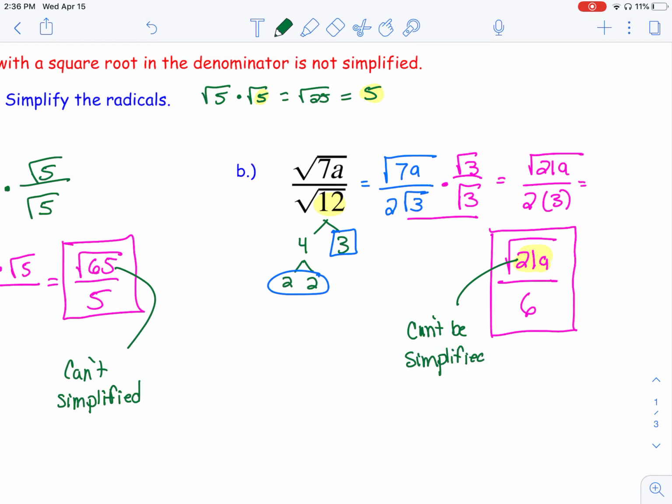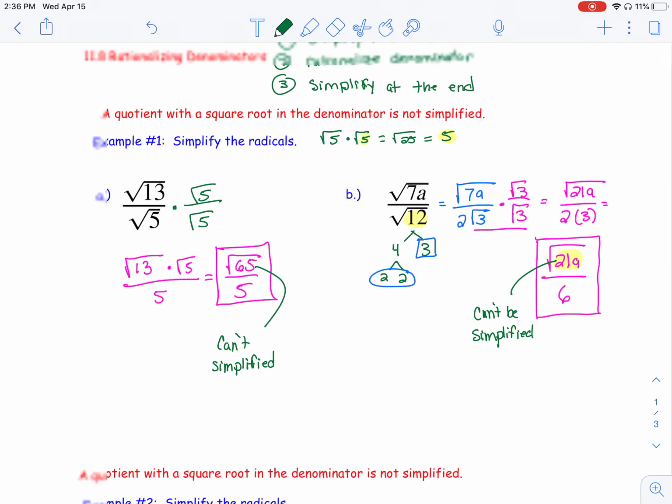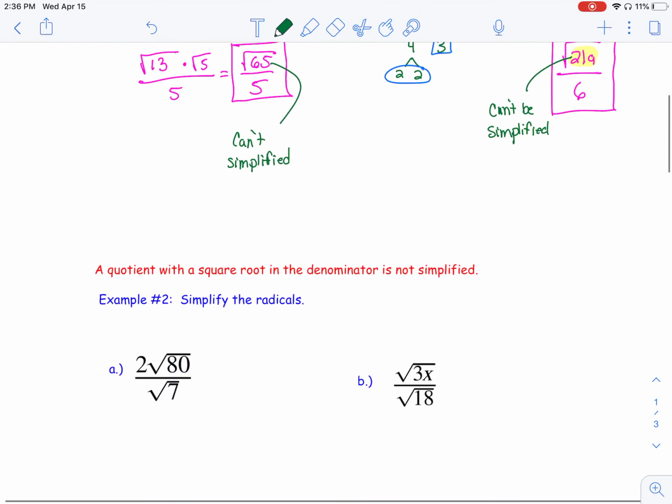I think these problems can be frustrating because you don't know when you're done. So you always just look and say, is there anything else that I can do? Can I simplify the radicals? Are there any other things that I can simplify? Do I have the radical out of the bottom of the fraction? Once you get to that point, then you're done. I just have a couple more examples.